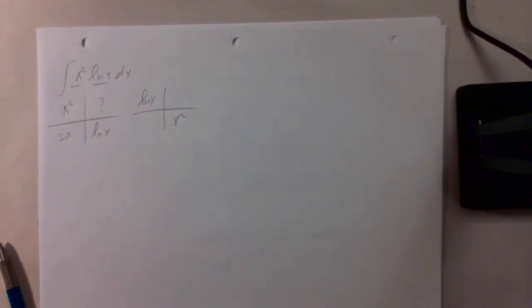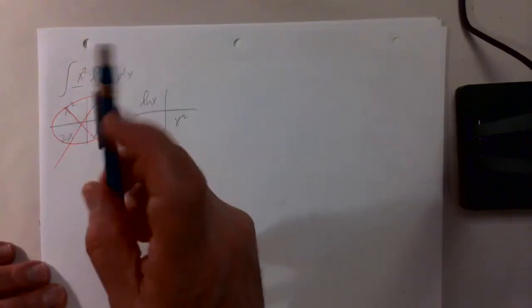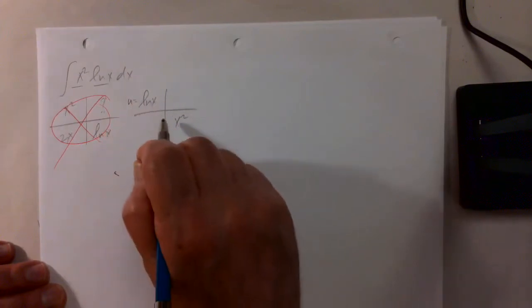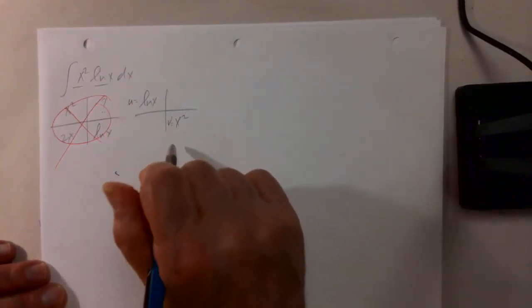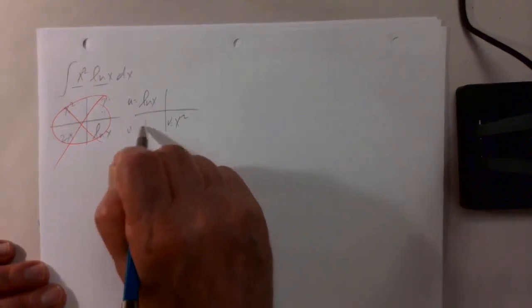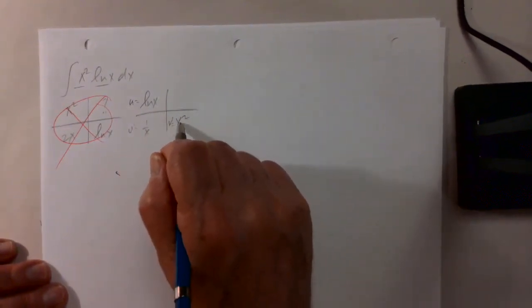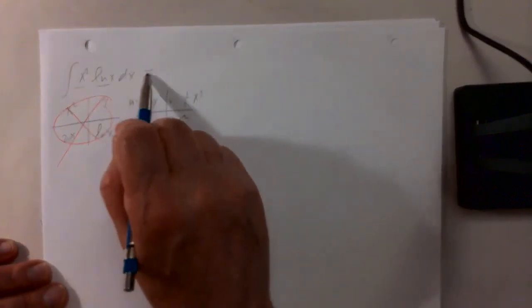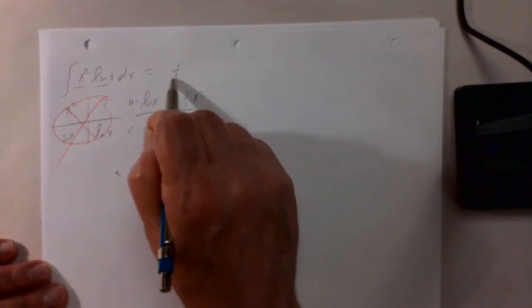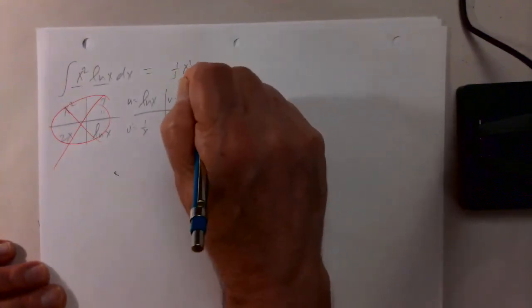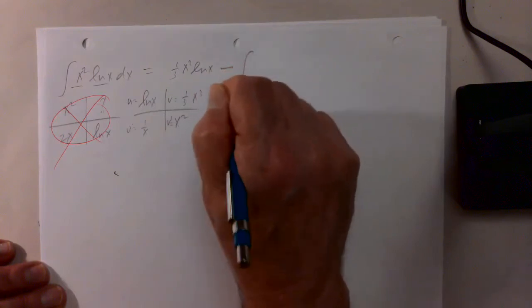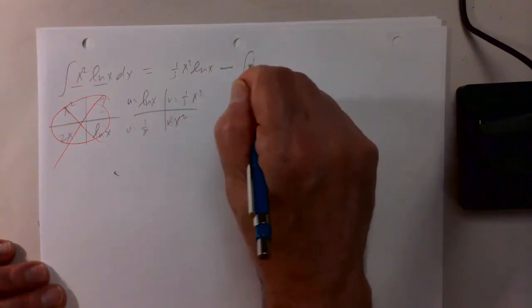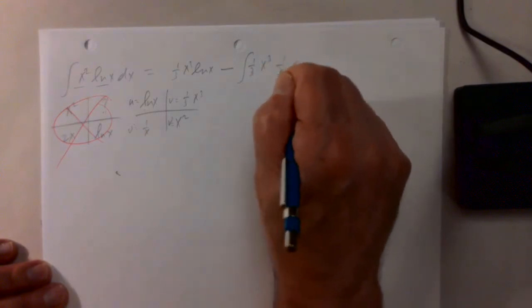So let me just cross that out just to make sure we know that didn't work. So now I'm going to try u equal to log x and v prime equal to x squared. The derivative of the log is 1 over x. The antiderivative of x squared is 1/3 x cubed. So by the formula for integration by parts, this is u times v, 1/3 x cubed log x, minus the integral of u v prime, 1/3 x cubed, 1 over x dx.